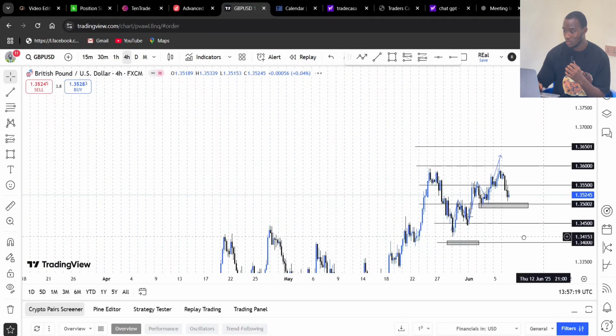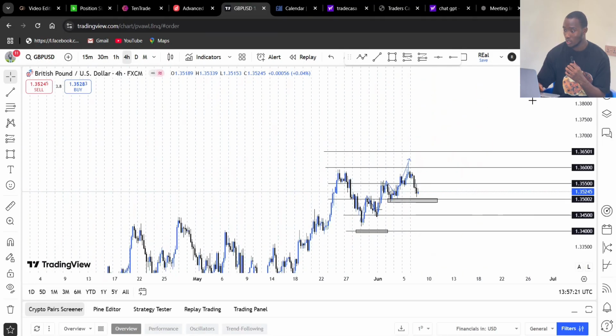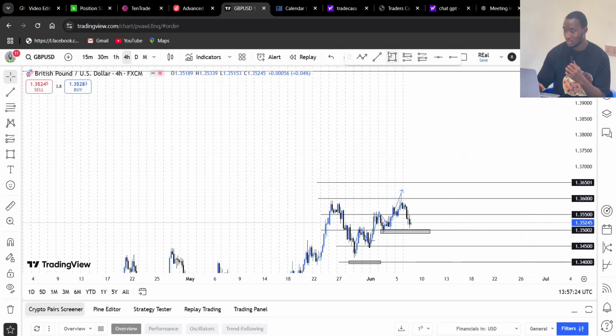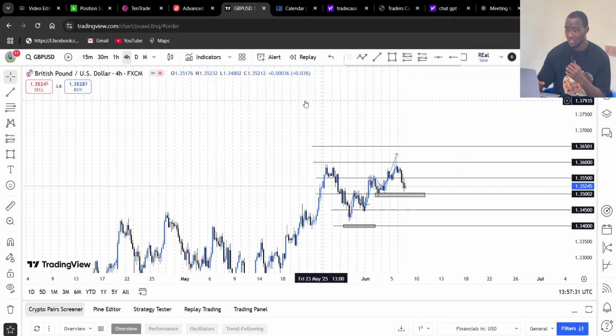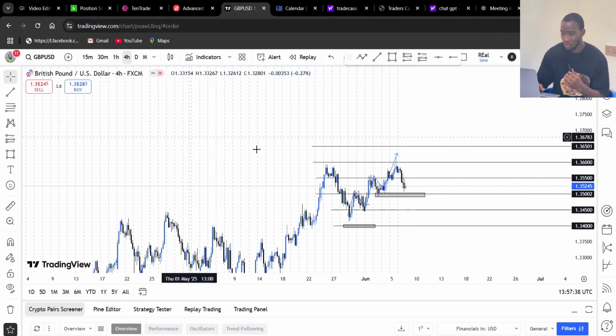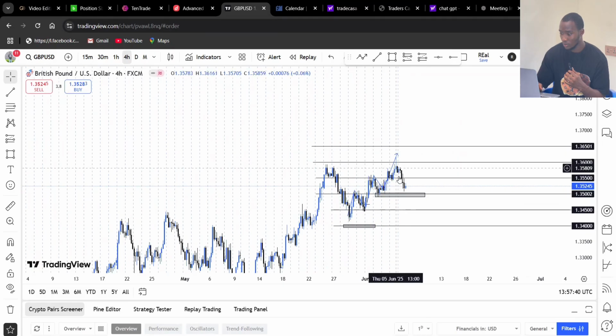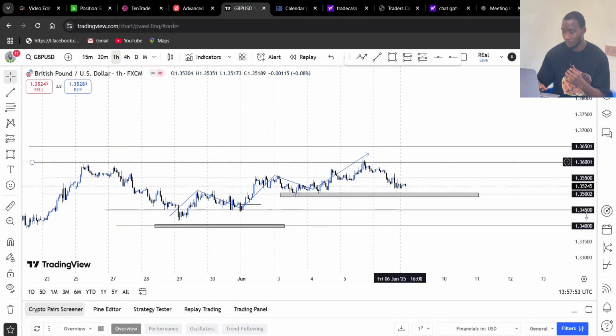The overall target still remains 1.4 thousand. That's this zone here. This is the overall structure. If all things be equal, before any bearish move on GBP USD, this is what we are targeting. So basically, we've gotten an impulsive move and we're having a correctional move. We have the opportunity to still hit 1.36 thousand this week and above. So let's get down to the 1 hour time frame really quick.